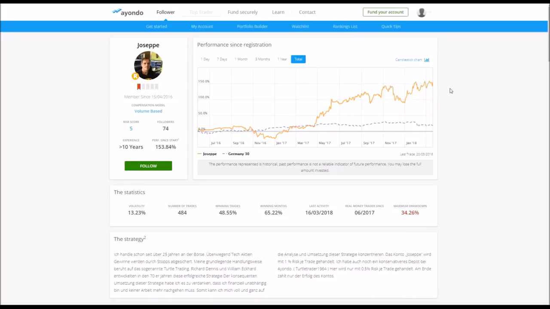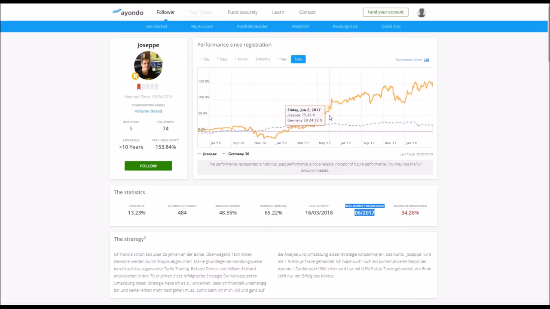But it's important to look at a few other factors as well. So let's take a look. So member since the 15th of April, 2016. So we've got getting on for a 2-year track record for this trader, for Giuseppe. However, the other important thing to check is down here. Real Money Trader since June 2017. So it's been live on the platform since April 2016, but up until June, which is about here, that track record was all made on a demo account.